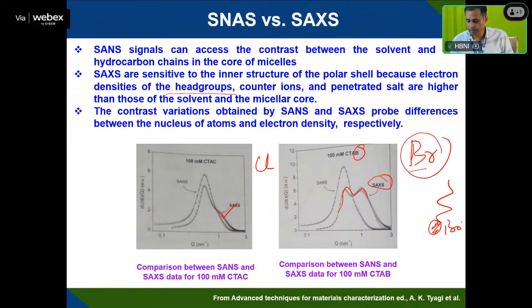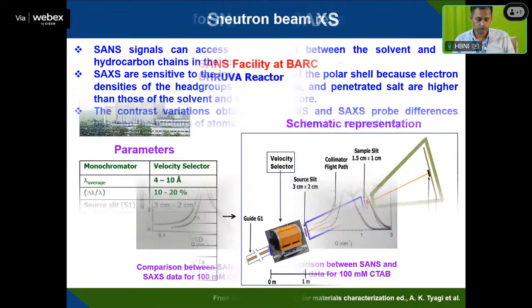So you have a bromine atom here in the head group and a tail here, and in the other one you have a chlorine atom. Depending upon the Z value, you will be able to identify both pieces of information. So the contrast variation obtained by SANS and SAXS probes the difference between the nucleus of the atom and the electron density respectively. That way you can find out the information about the structure.